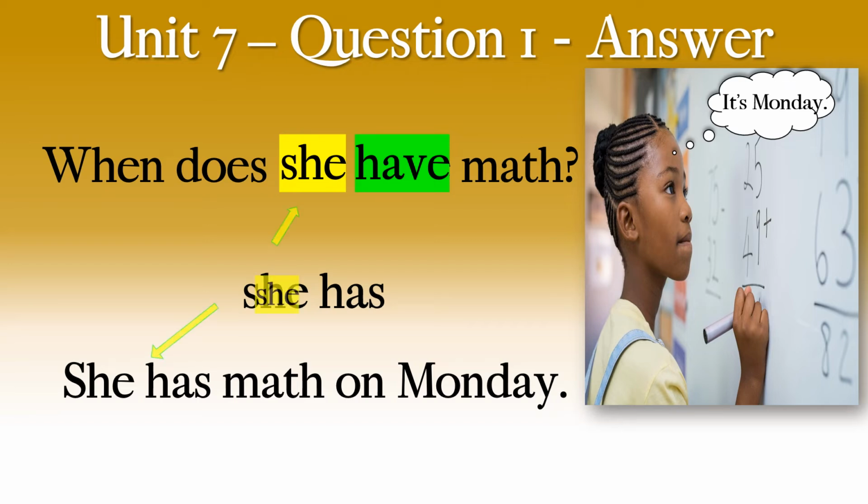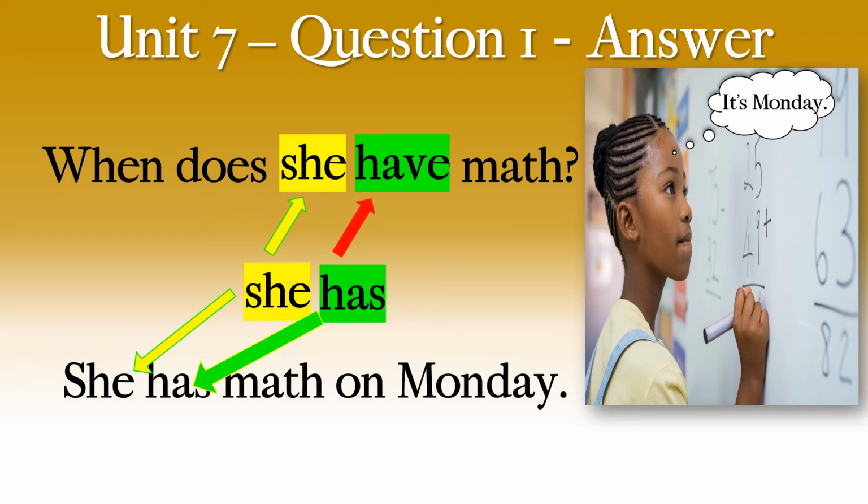She has. So the pronouns are the same, aren't they? Question is she, answer is she. But has is now different to the question. In the question we use have. But in the answer, if it is he or she, we must say has. Just something for you to remember and think about. We do not say she have math. No, that is wrong. We must say has. He has, she has, it has. Okay? Great. Let's practice.